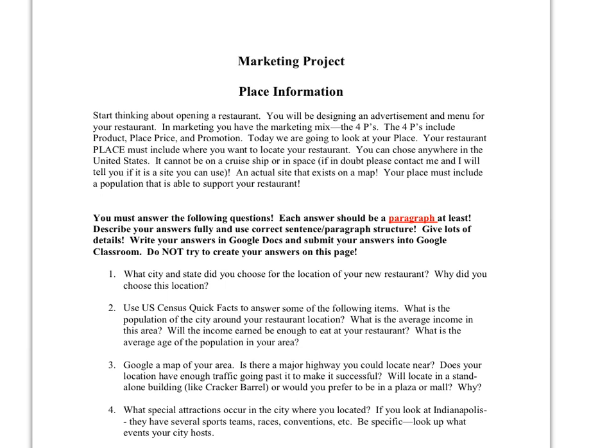And so today let's start looking at the second P. Remember, the 4 P's of the marketing mix are product, place, price, and promotion. We're going to look at place today. So you have 4 questions to answer, and if you read these instructions, it tells you your place must be on the earth in the United States.